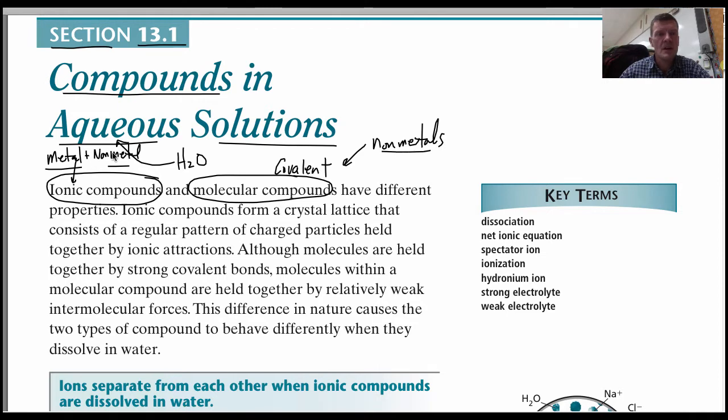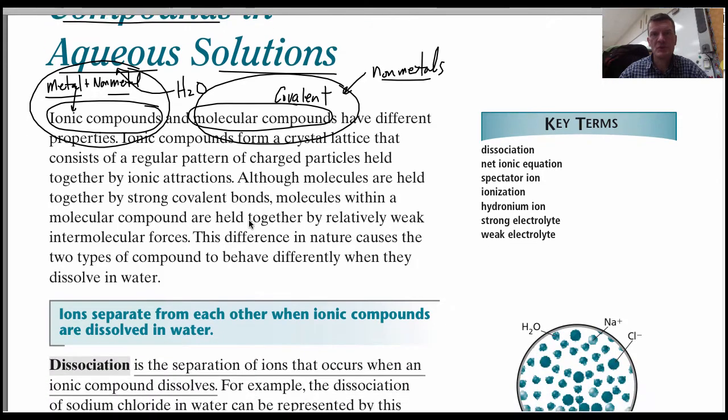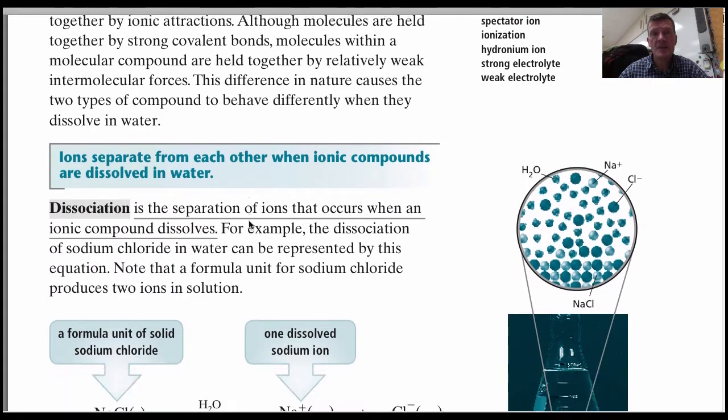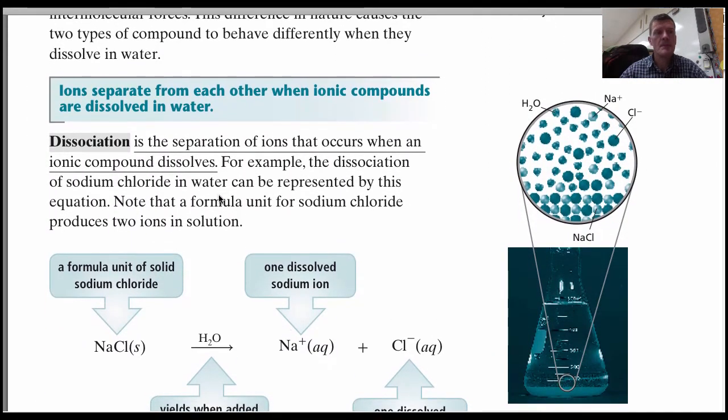All right? Ionic is when there's a transfer of electrons. Covalent is when they're sharing those valence electrons, those outer electrons. Okay? We're just going to look at the difference between these two types of compounds and what happens when you put them in water. All right.